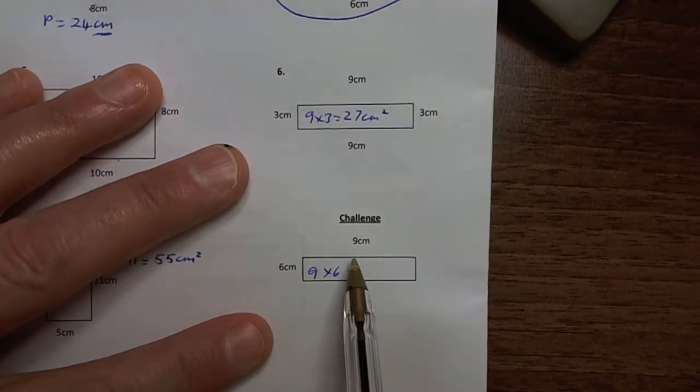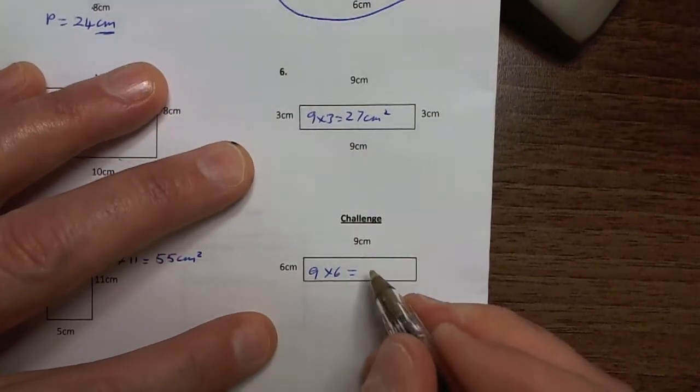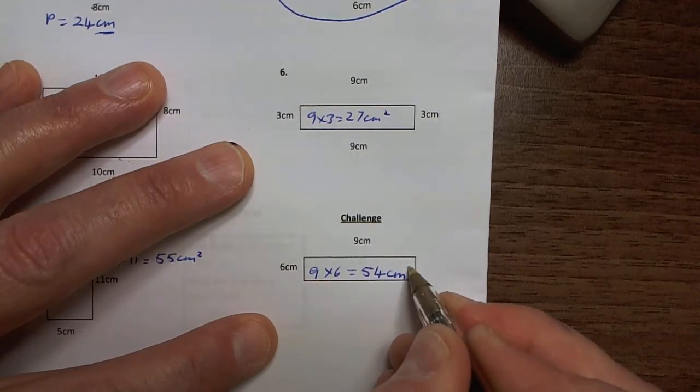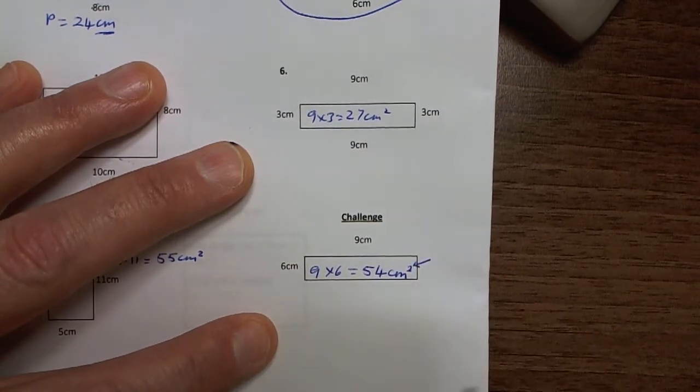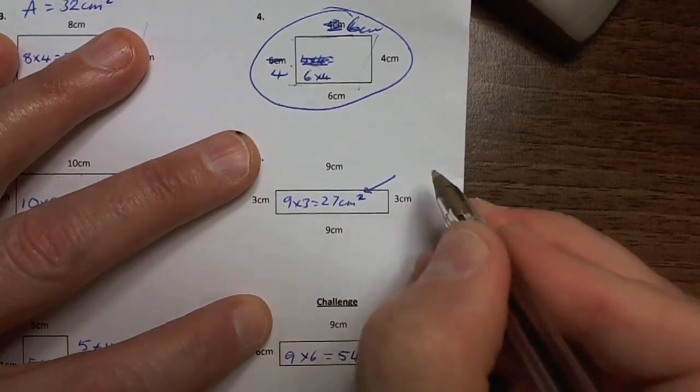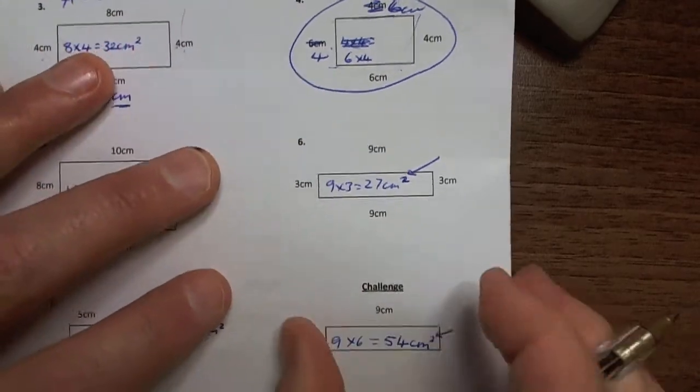Now, some people have been asking, can you do it the other way around? Can you do 6 times 9? Yeah, of course you can. 9 6 is a 54 centimetres squared. This little 2 is very, very important. These little 2's indicate area. Very, very important. Okay, next page.